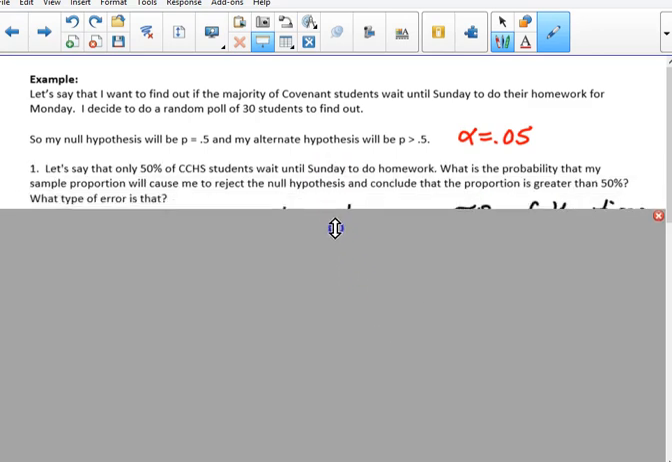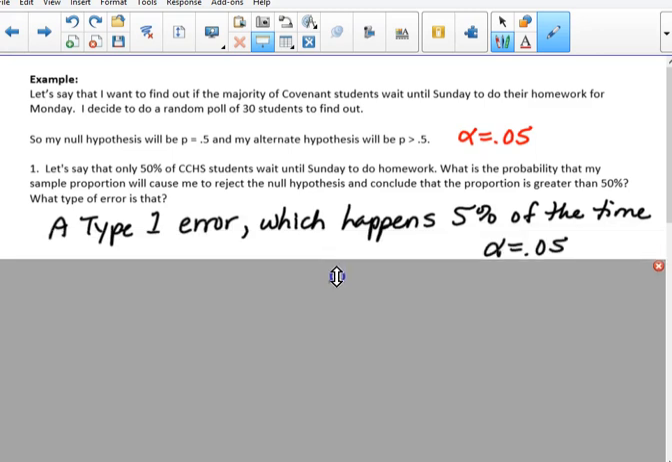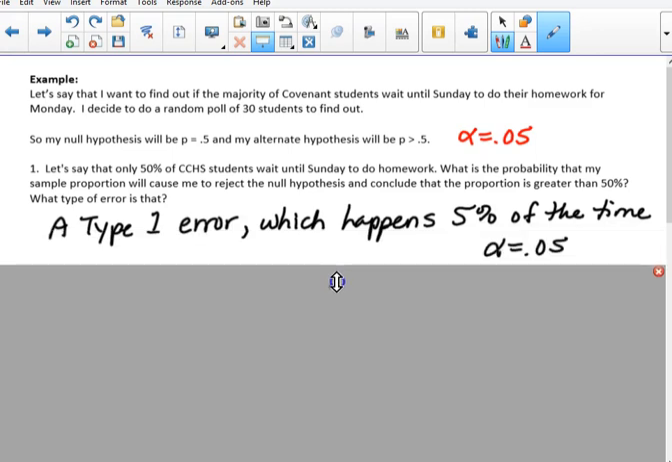First question. Let's say only 50% of students actually wait until Sunday to do homework. What's the probability that my sample proportion will cause me to reject the null hypothesis falsely and conclude that the proportion is greater than 50%? And what type of error is that? Well, that is a type 1 error. That's rejecting the null hypothesis when it's really true. And it's going to happen 5% of the time because I've set my alpha level at 5%.